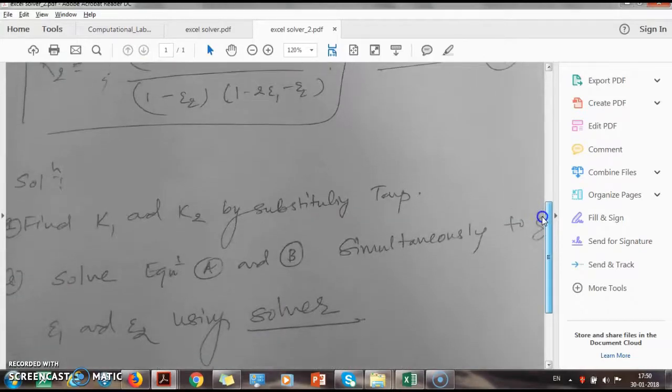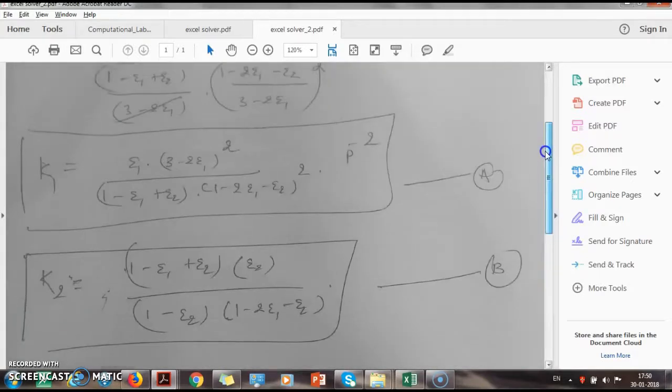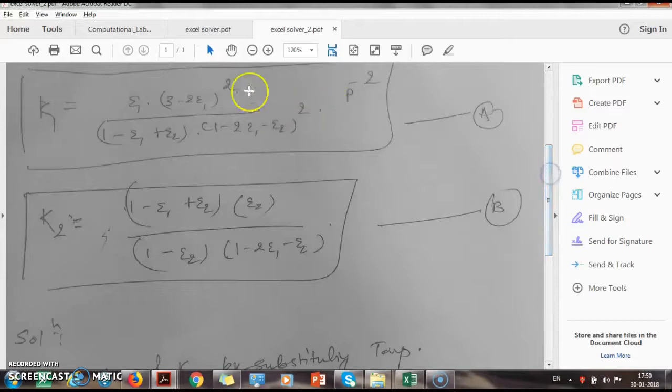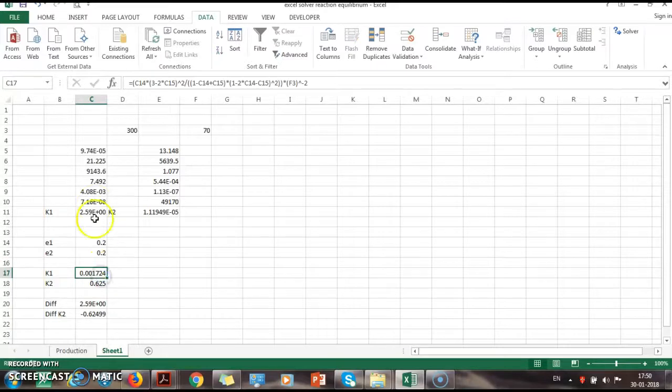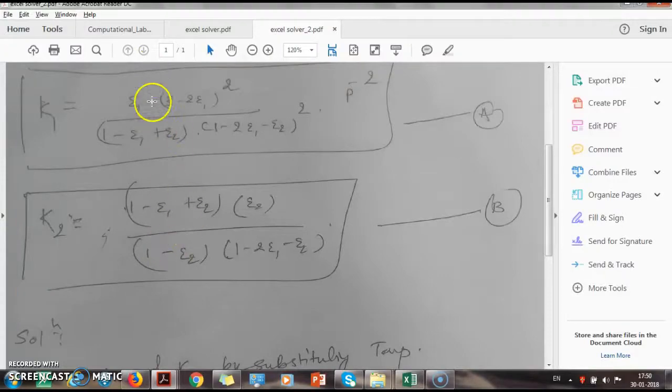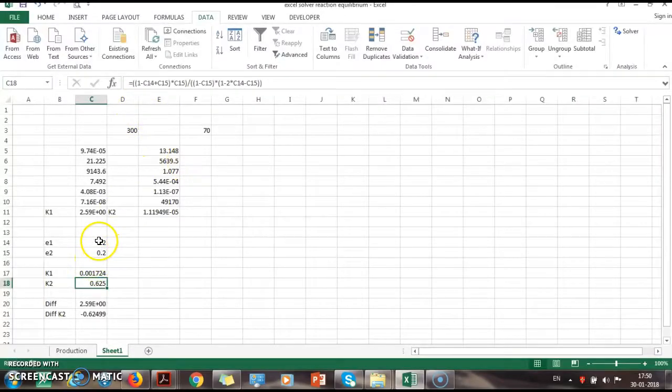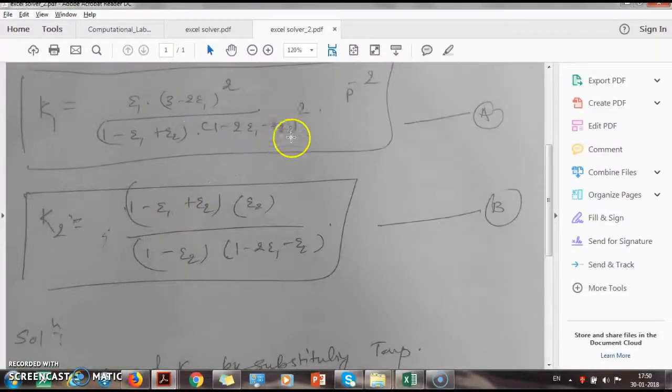So how do we do that? We'll first substitute temperature, find K1, K2, and then we find epsilon 1 and epsilon 2, right, by means of Solver. So what will be our strategy in Solver? This is my K1 based on the temperature, K2 based on the temperature. I have initially estimated some value of epsilon, say for example 0.2 and 0.2, and what I have done is I calculated K1 and K2 using these two equations, by substituting the estimated values of epsilon 1 and epsilon 2.